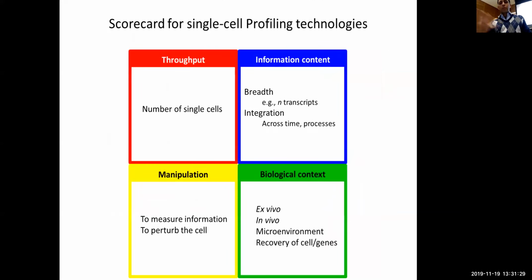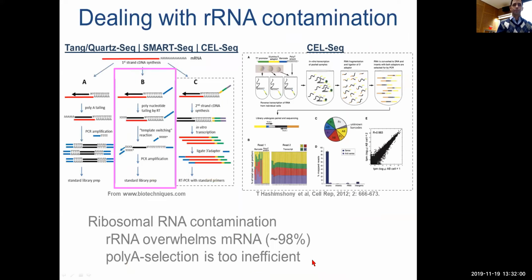So as we start looking at this diversity of technologies, what you would like to know is what is the throughput, how many individual single cells can I profile, what is the information content, namely how many different transcripts can I profile, and how do I integrate across time, across different biological processes, whether I can perturb the cell, and what is the biological content. Are they applicable in vivo, in a particular microenvironment, and so forth.